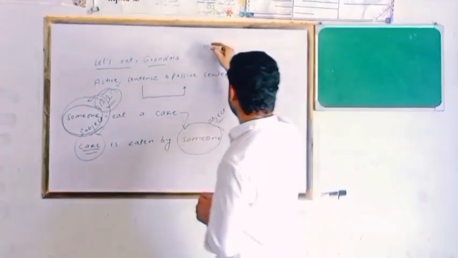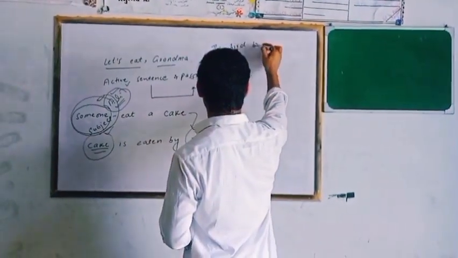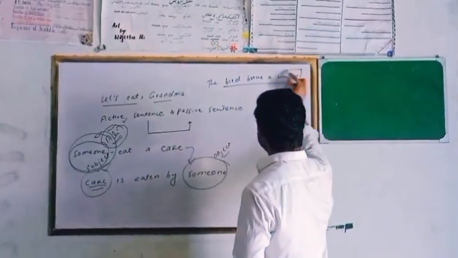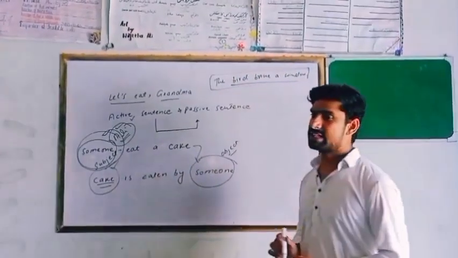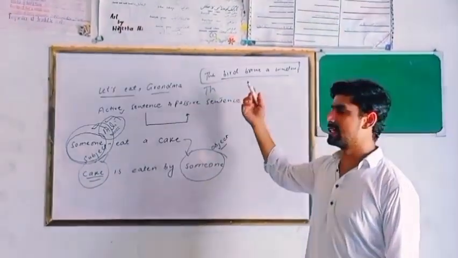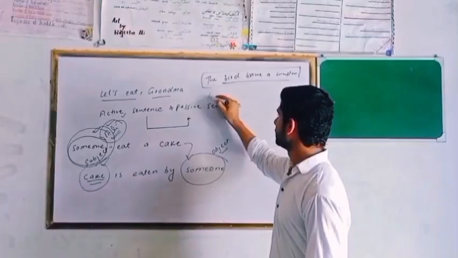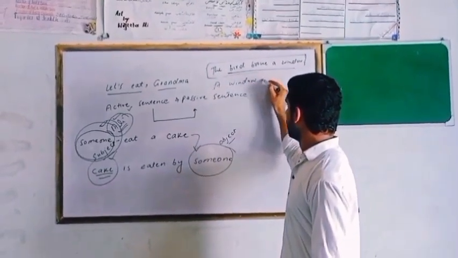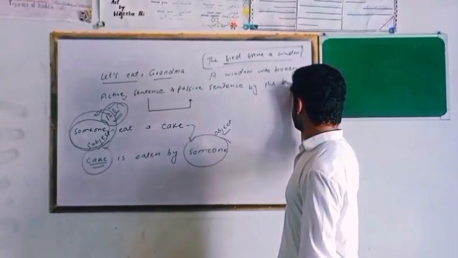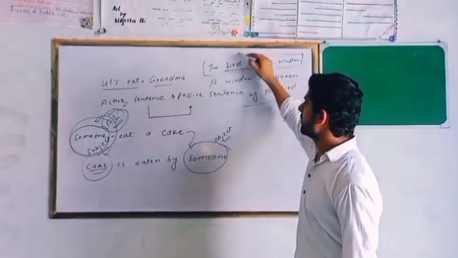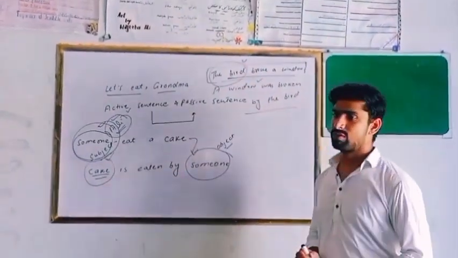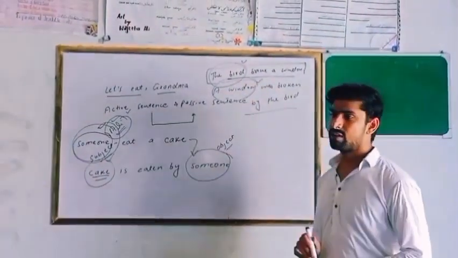The bird broke the window. This is a sentence. So we can also say this sentence like this, as some people were saying it like this. A window was broken by the bird. What have we learned from these two sentences? First is, the bird broke the window. Second is, a window was broken.